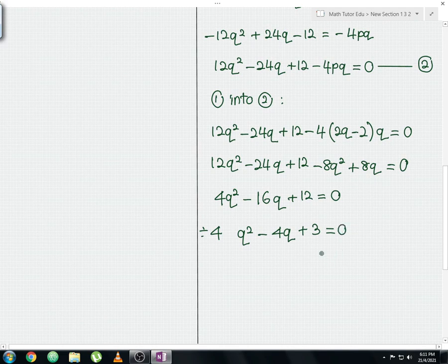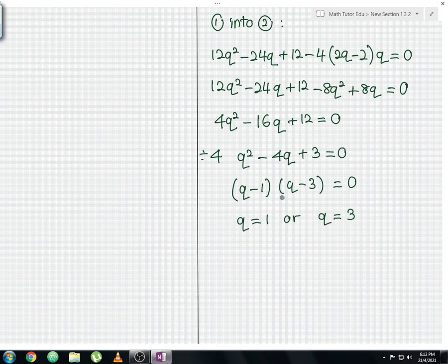Okay, so you perform the factorization. So you factorize this quadratic equation, you should get q minus 1 in a bracket, q minus 3 is equals to 0. So from here you will get two possible q values, where q can be equals to 1 or q can be equals to 3. Okay, so from here let us continue.